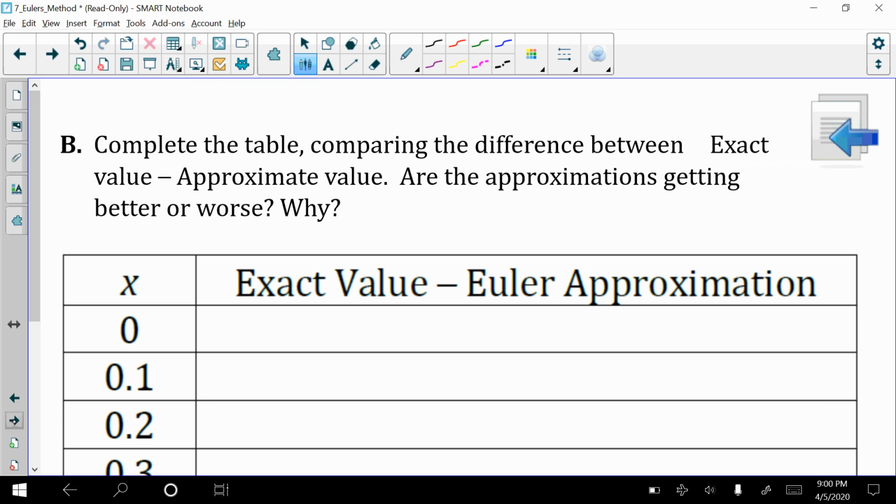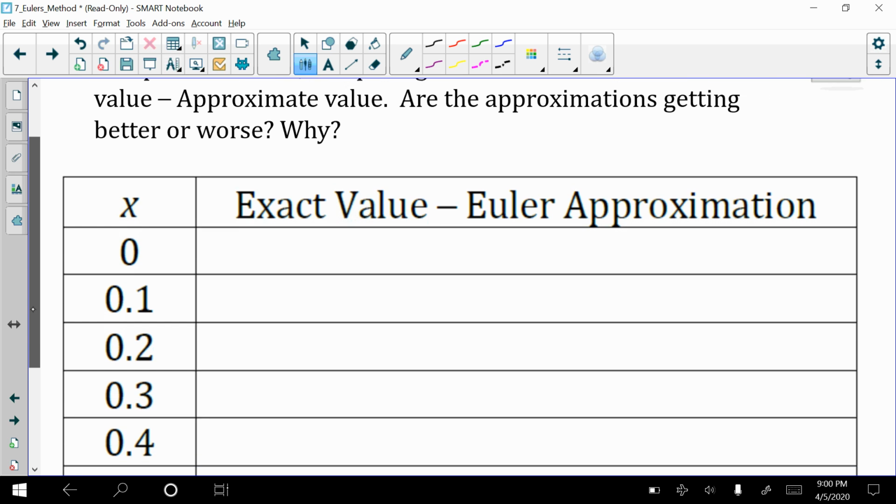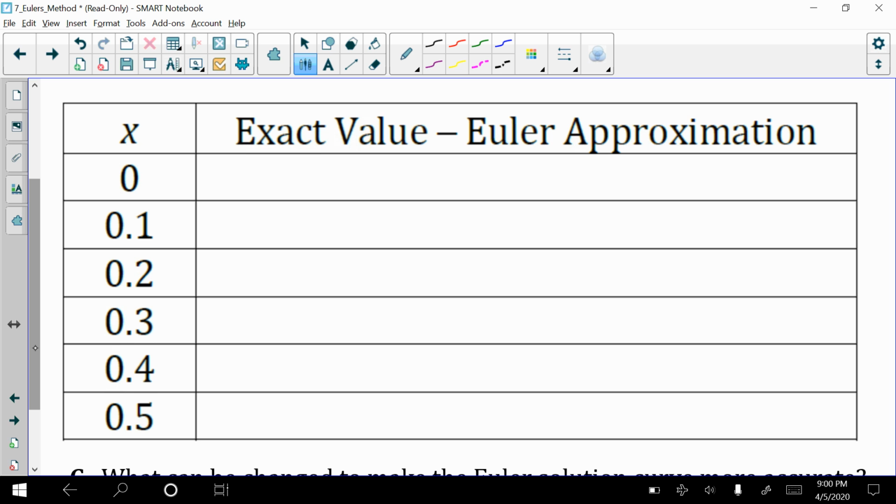So here, it's just asking you, what would the difference be? Complete the table comparing the difference between the exact value and the approximate value. So subtract the approximate value from the exact answer, and make a determination: are the approximations getting better or worse? So let's go ahead and fill in the table here. Definitely use a calculator, just subtract one number from the other.